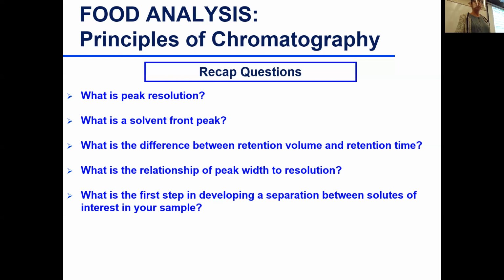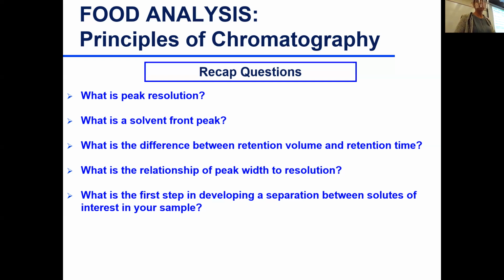All right, so what is a solvent front peak? Yes, Zoe? It's like a small peak you get that shows that the mobile phase has reached the detector. Exactly, that's the key. From the time of injection, when the mobile phase reaches the detector, it will say, okay, something just hit me right now. So it shows you a peak.